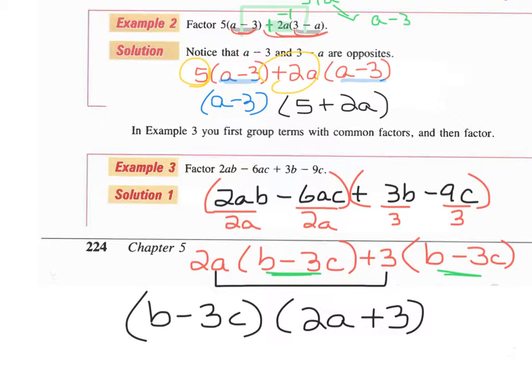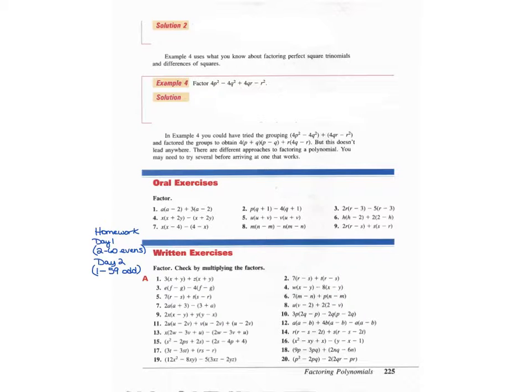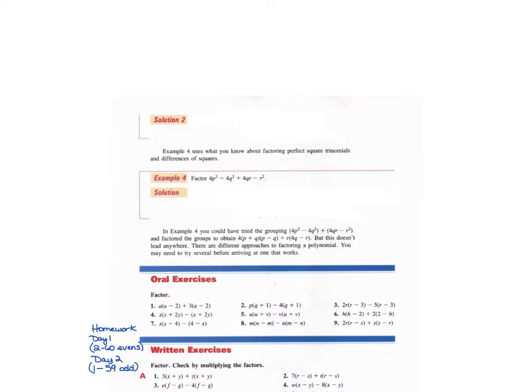Now again, you can rearrange things if you'd like. However, it doesn't really matter. You're still going to get the same answer. If you look at the top of solution 2, they rearranged the terms, or they pulled out a different GCF. So either way.